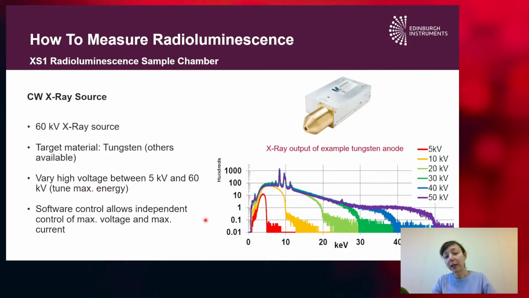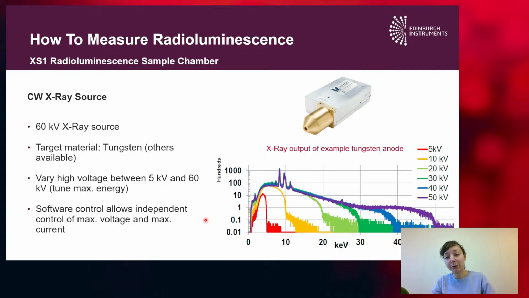I wanted to talk a little bit more about the continuous source that we use in the XS1. So this is a standard X-ray tube. So in an X-ray tube, we accelerate electrons inside the tube with a voltage drop, and then they hit a target material in an anode, and this target material produces X-rays.